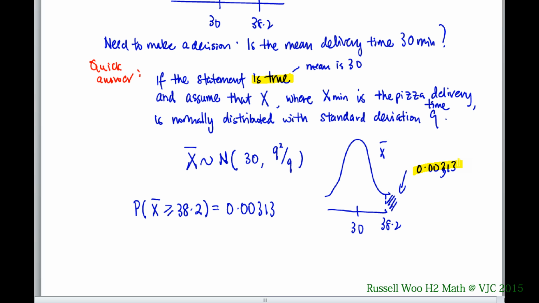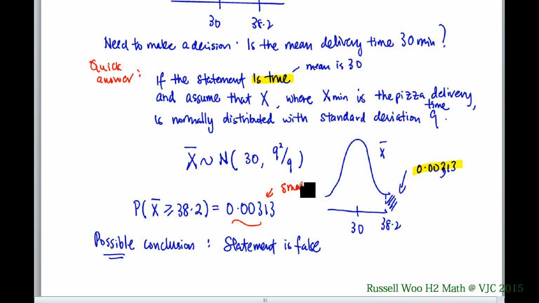So I say, no, cannot. I will write this. I know some of you will dispute this. I will say the first possible conclusion. Statement is false. Why is the statement false? Because this is small. Possible. Now that's the intro of this chapter.